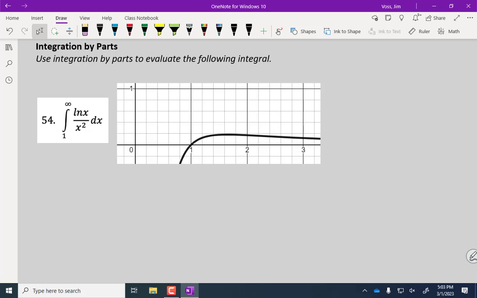Now, if this numerator was a constant, or if it was arctangent, for sure we know it would converge. But this natural log function is going to infinity, so we're going to have this little wrestling match between the denominator going to infinity and the numerator going to infinity. Let's see who wins. We'll do the math to see which function dominates. So we're going to have limit as b goes to infinity, 1 to b, natural log of x over x squared dx.